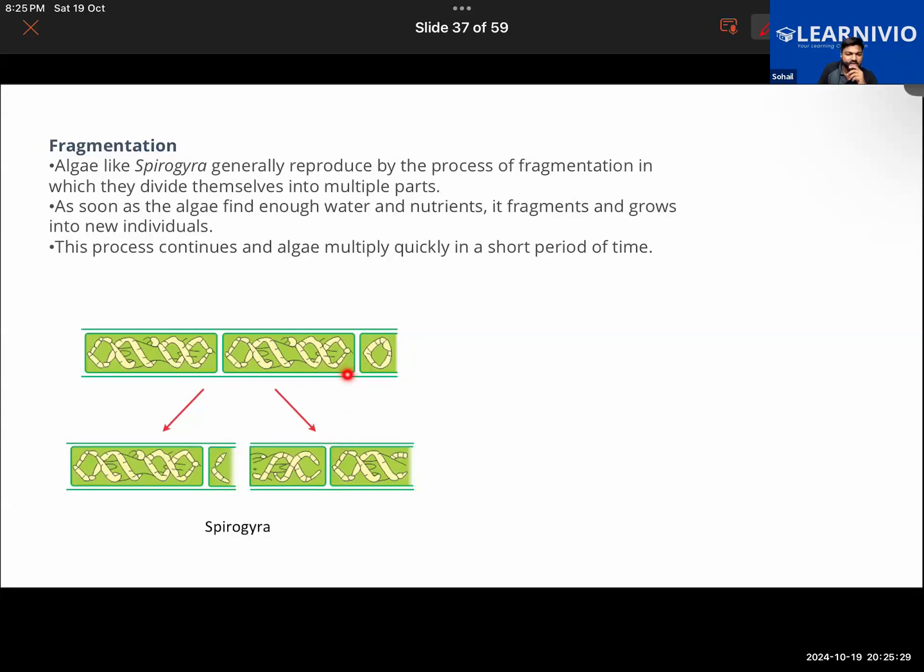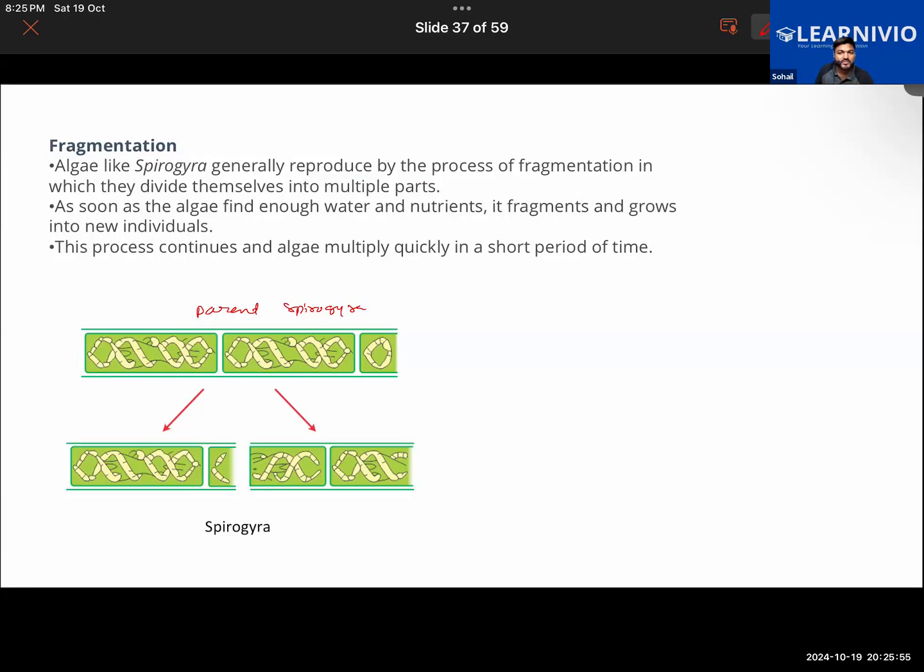As we can see here, this Spirogyra has split into two parts, and both of these parts are growing individually. Both of them have grown into a new Spirogyra. So that was the parent Spirogyra, which has split into two new Spirogyra, Spirogyra 1 and Spirogyra 2, as we can call them, and they are growing independently.